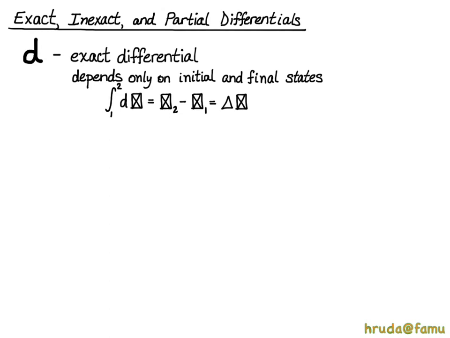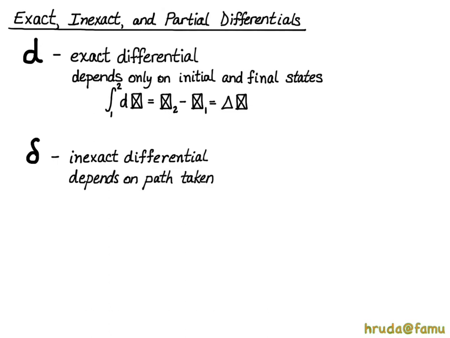Now, if we look at the squiggly d, or a lowercase delta, that indicates an inexact differential. That's a function that depends on path. So if I were to have another function, and I would say del, or squiggly d, of circle cross, and if I were to evaluate that integral from state 1 to state 2, since it's path dependent, I would just say that it's circle cross from state 1 to state 2. We don't use delta here because we're not looking at the initial and the final state and taking the difference. We're indicating that this is a path function.